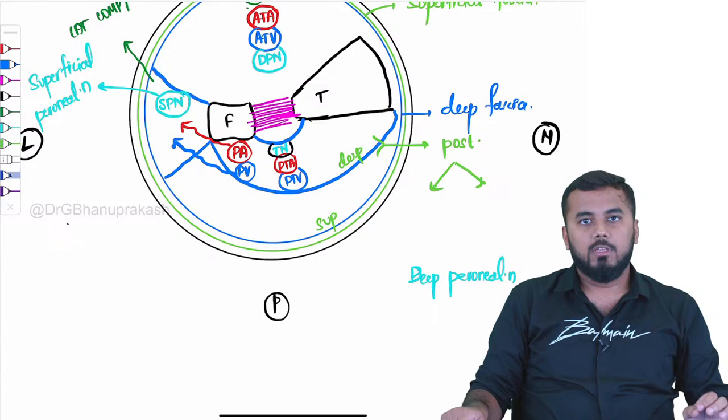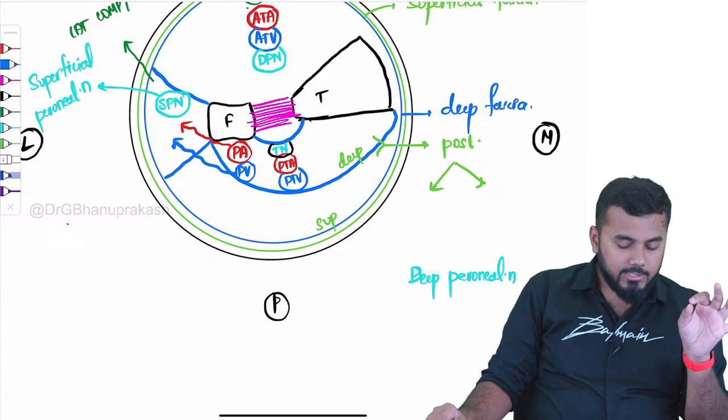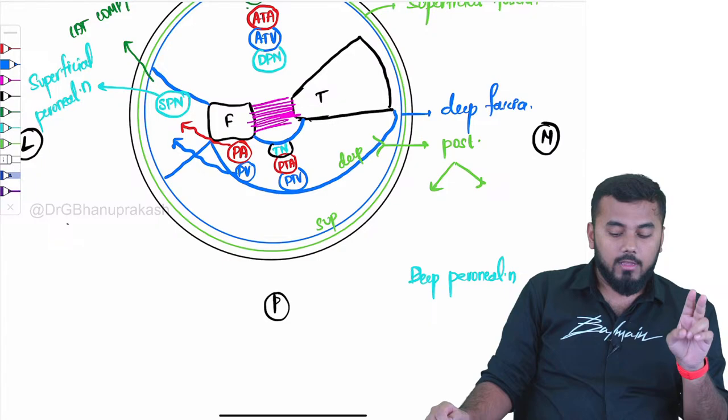So can this be an MCQ, guys? Yes. In the lateral compartment, what is lacking? Peroneal artery and peroneal vein. From where are they coming? They are coming from the deep part.